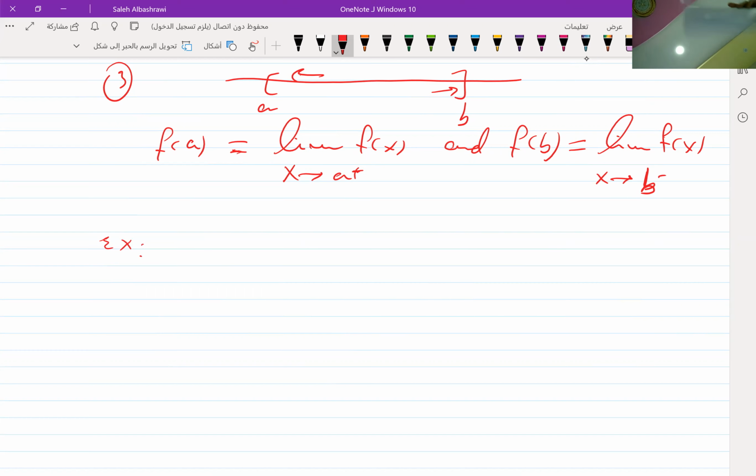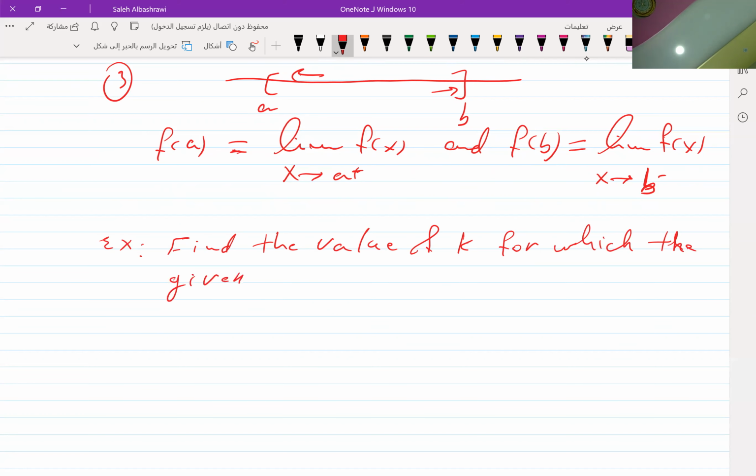See this one? Example number 1. Find the value of some constant k for which the given function is continuous at x equal to 1.